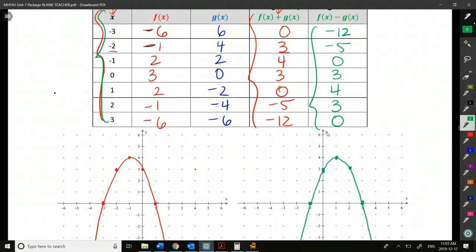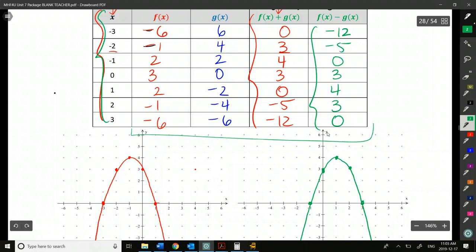Use the same x points, yeah. The x points aren't changing. These are all y coordinates that we're using here.